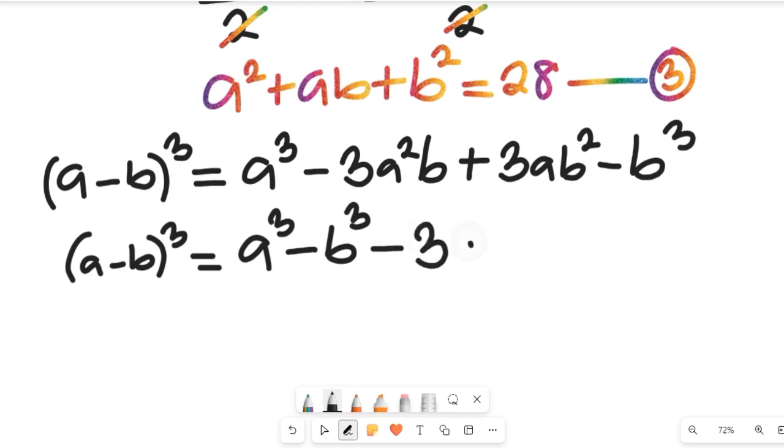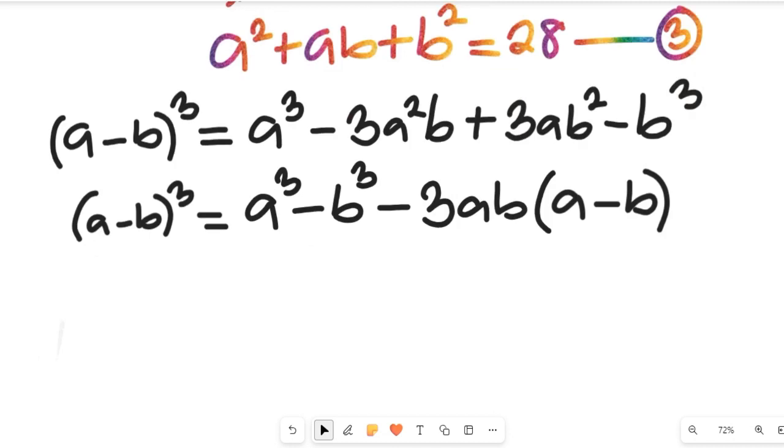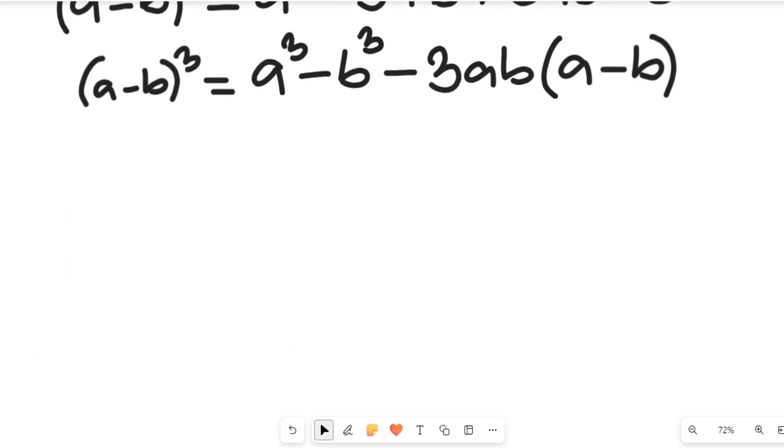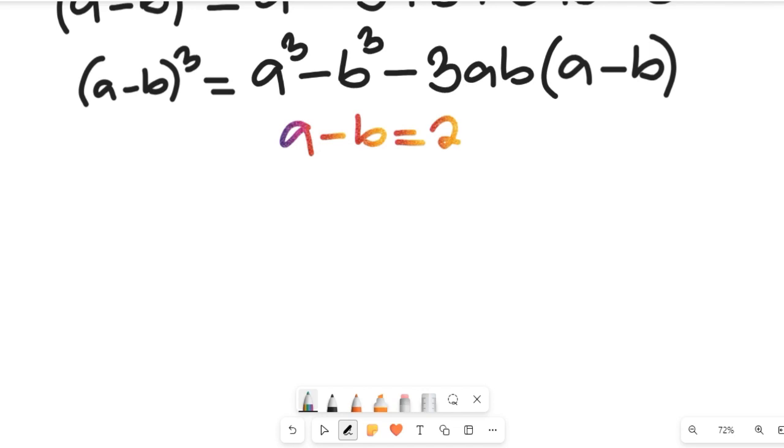minus 3ab, which is common over there, so we'll bring it out. 3a squared b divided by 3ab will remain a, and the other term will remain b, so we have a minus b, and that will be the expression. So from this expression now, you can come to see that we still have the value of a minus b. And recall from equation 1, a minus b is equal to 2. So what will that give us?